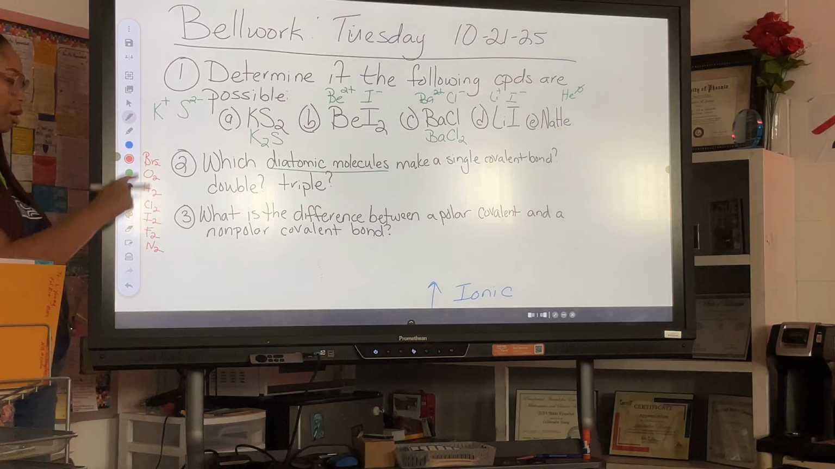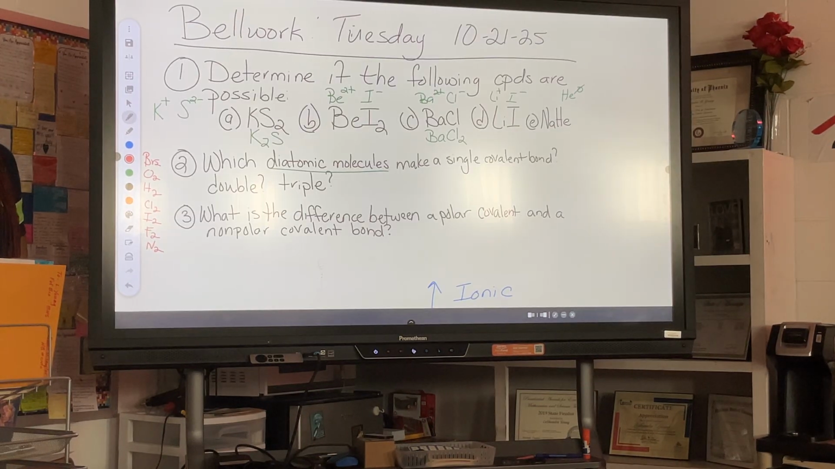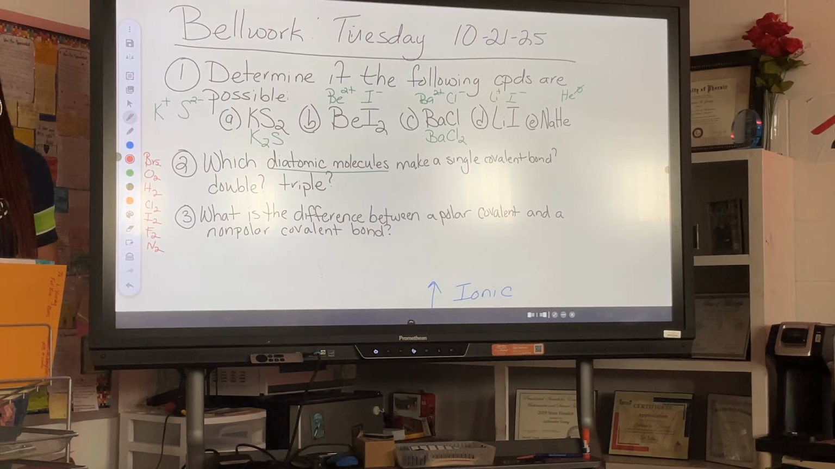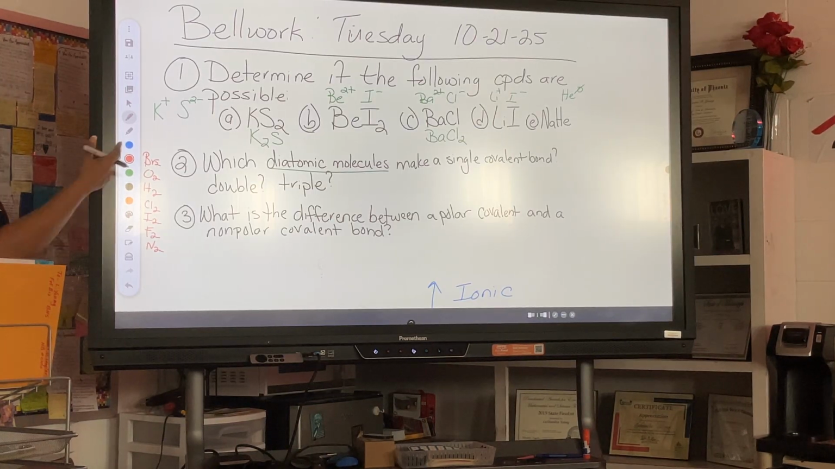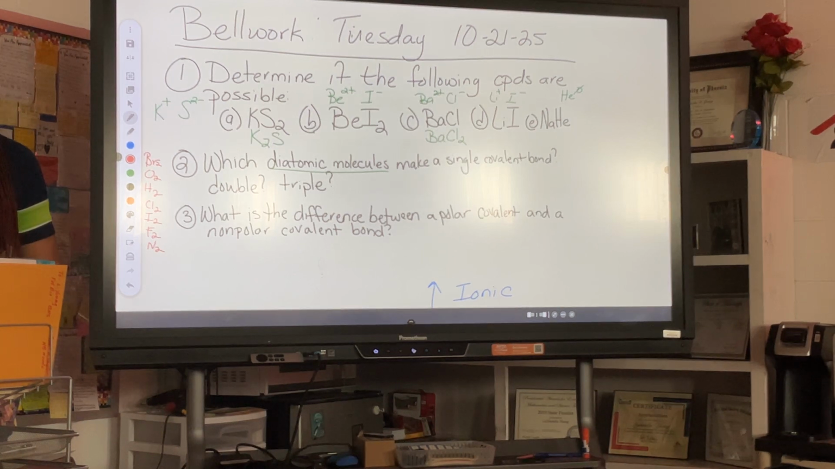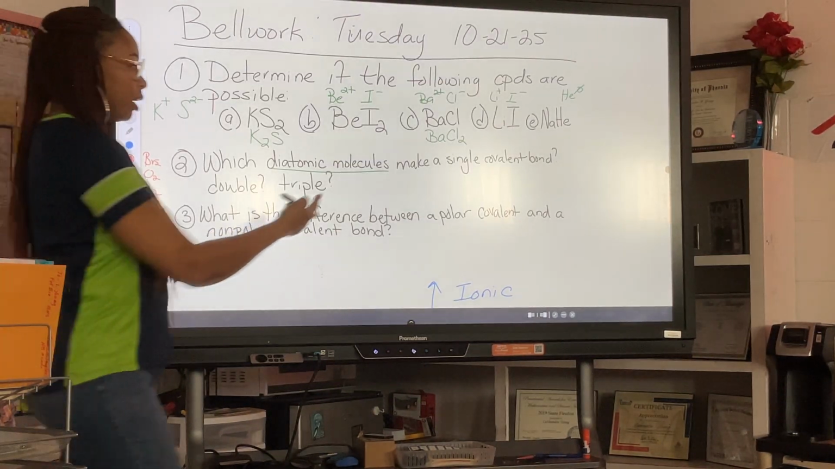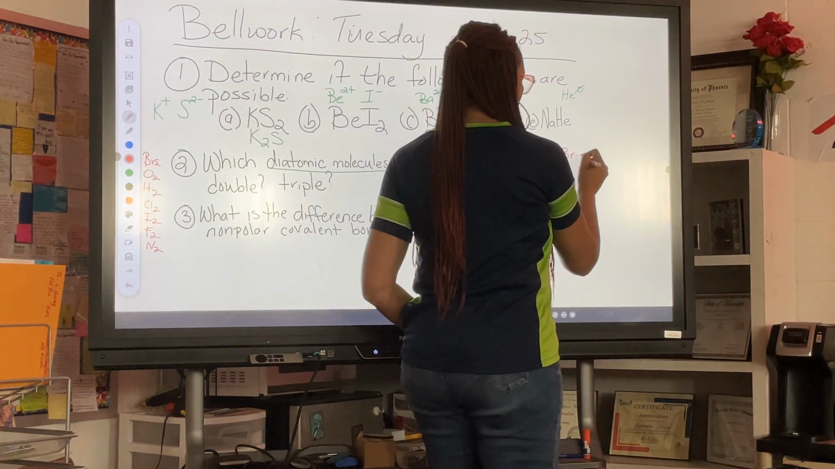Let's take it one step at a time. Let's look at the first one, bromine. Remember, your nonmetals form bonds equal to the number of electrons they need to complete their valence. How many electrons does bromine need to fill out its valence shell? 1. So how many bonds can bromine make? 1. So if a bromine is bonded to a bromine, what type of bond would that be? Single, double, or triple? Single bond. So my first one is bromine.